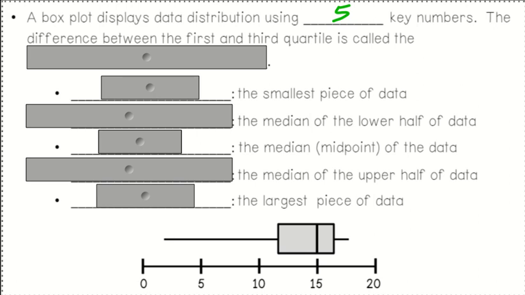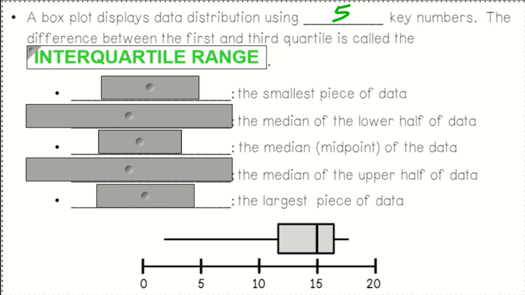The difference between the first and third quartile is called the interquartile range. Inter means it's on the inside. Quartiles are the 4 sections. So interquartile are the 2 sections on the inside. That's your box, okay? So interquartile range is the range of the box, from one edge of the rectangle to the other edge.